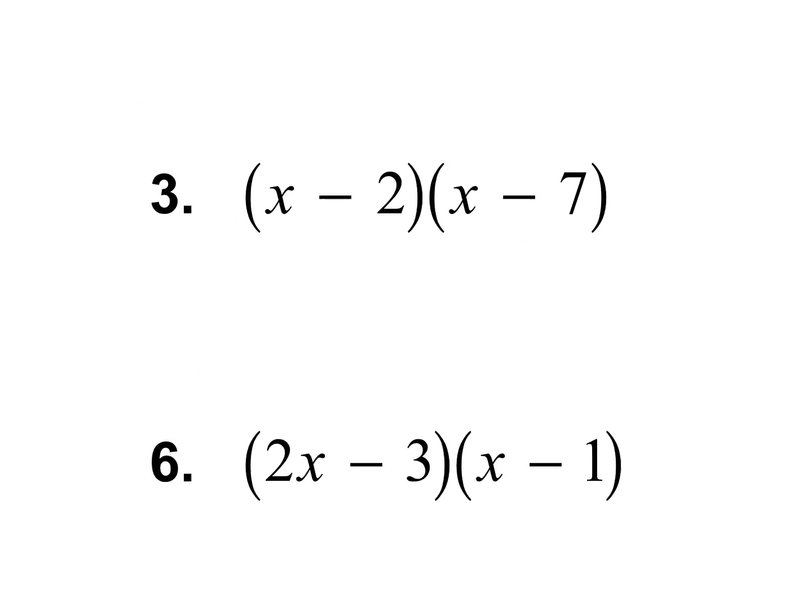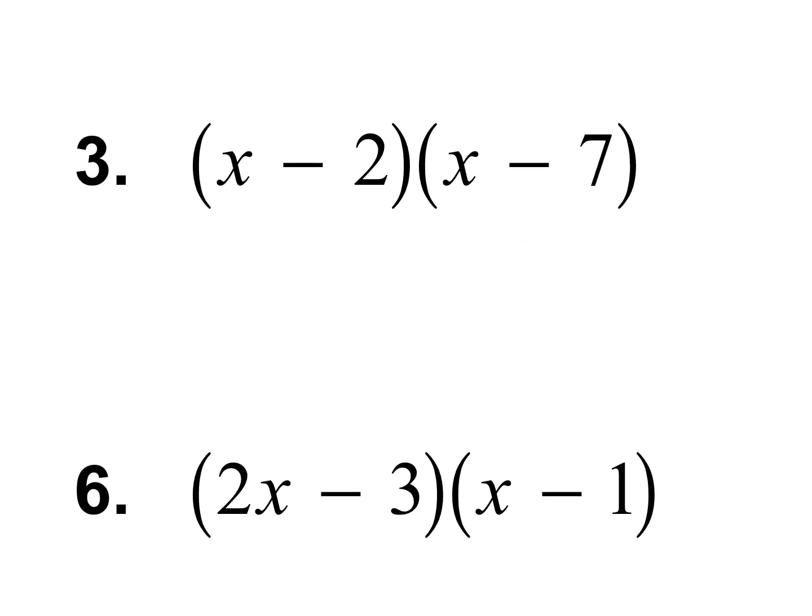Let's do number 3. So we're going to FOIL again here. Start by multiplying the first. What's x times x? X squared. Then the outsides.